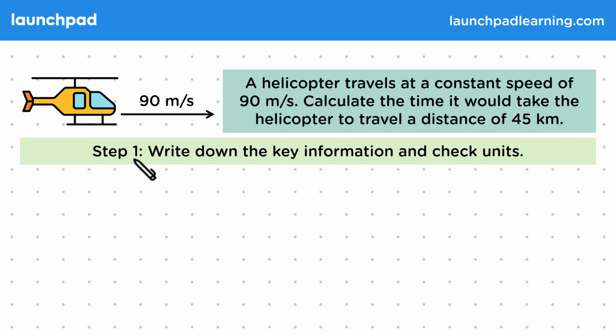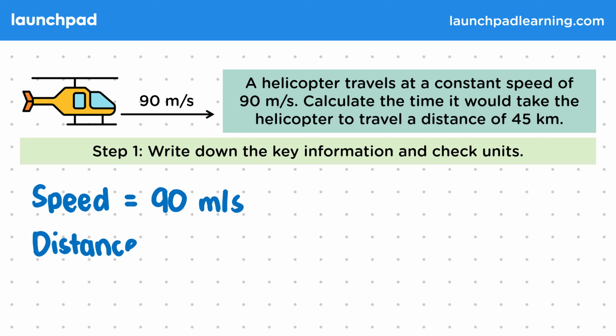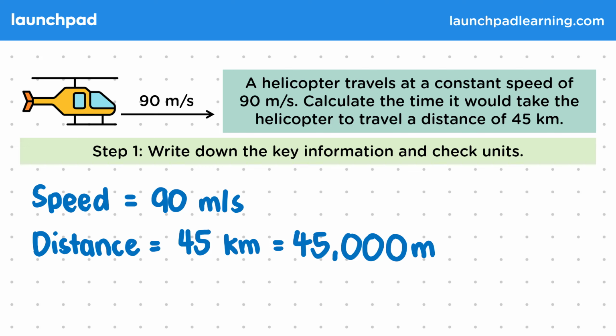So for step 1, let's write down the key information and check the units. The speed is equal to 90 metres per second, and the distance is given to be 45 kilometres. Now our equation uses metres, so we need to convert our units. That is 45,000 metres. And we want to calculate the time taken.